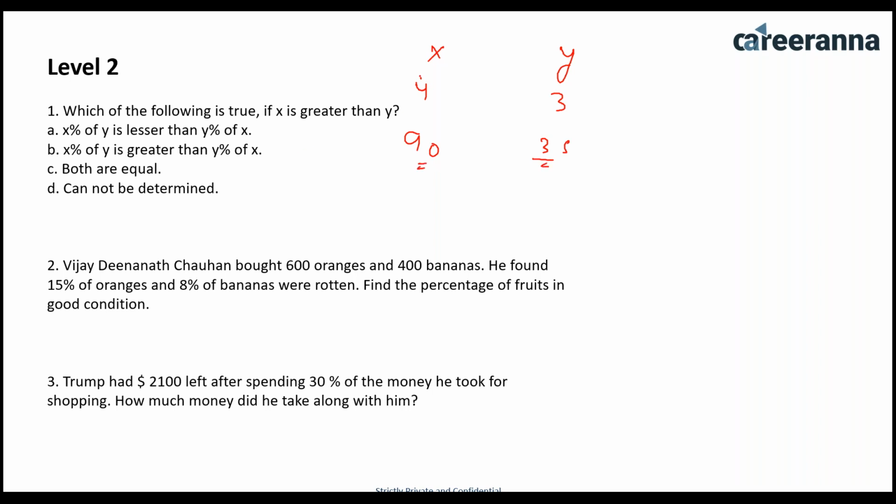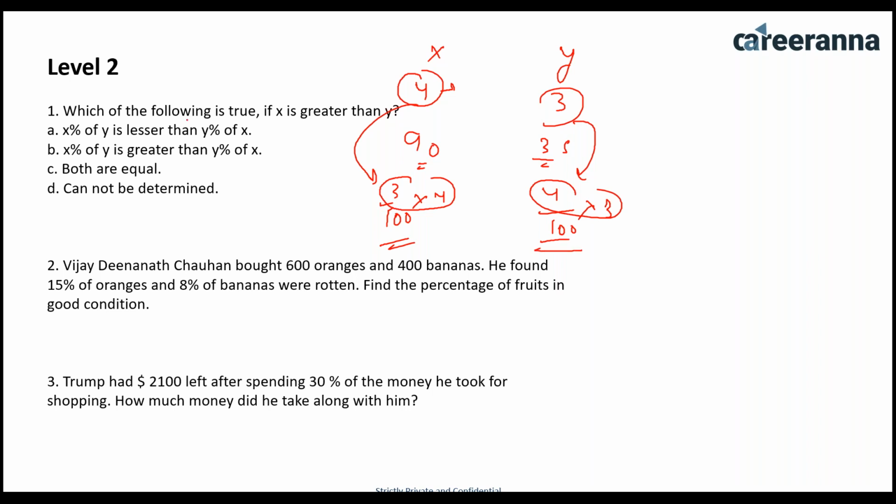So 3% of 4, I can do it for this. So let us do 3% of 4, right? Now 4% of 3. So can we see that? This is 12 by 100. This is also 12 by 100. So both are equal. Isn't it, Tanya?